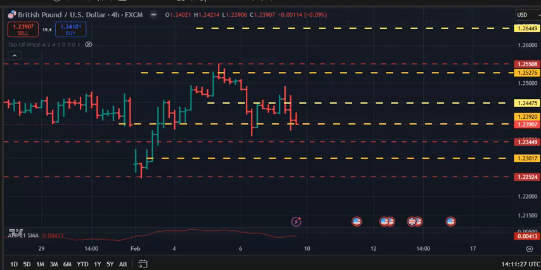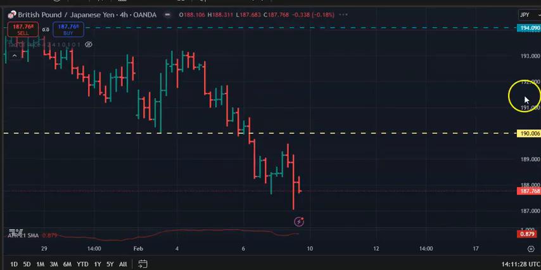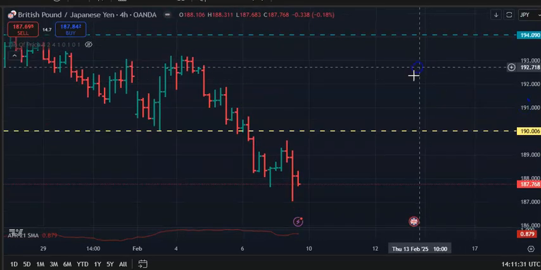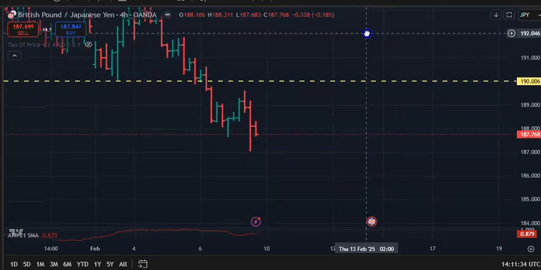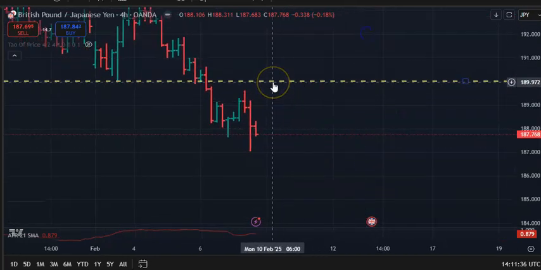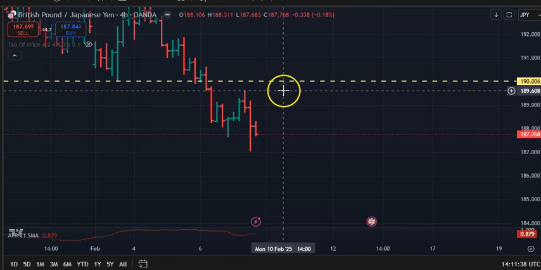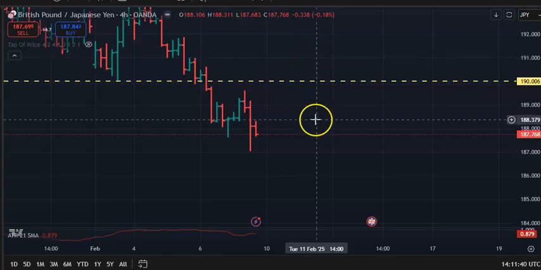Let's go over to sterling yen. Sterling yen, we said it last week, and it's still holding. The 190 was the level it needed to get over to basically show any type of strength. Right now, it's in a downward movement. So where is it heading?